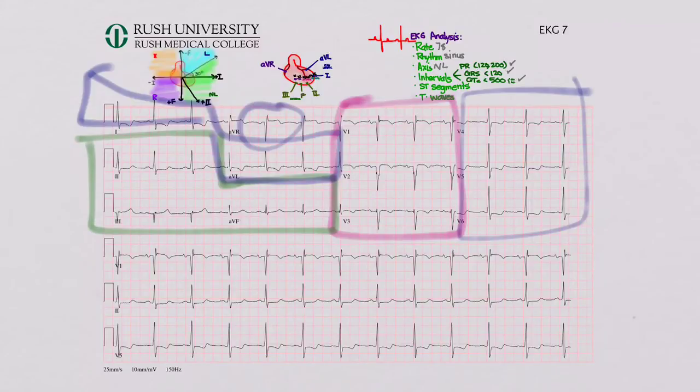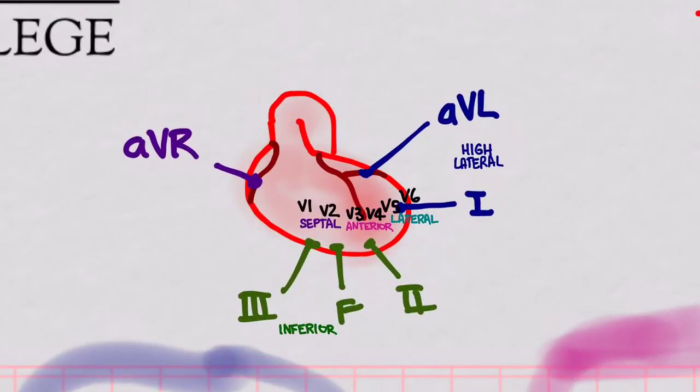here in AVR. That's our only rightward facing lead. So let's think about this for a second. Something's going on here. We have ST depressions on the lateral lead. Now ST depressions might be the mirror image of ST elevations of what's going on this side.